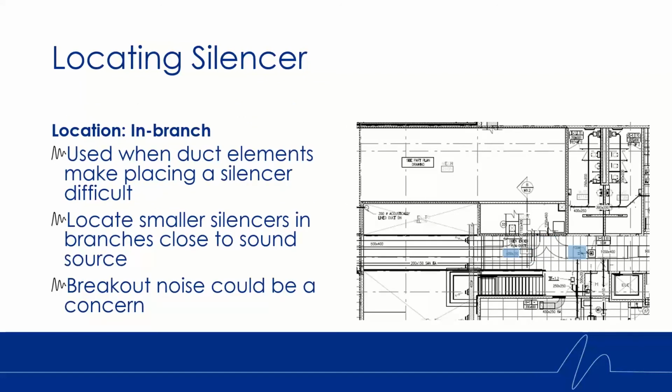And lastly, if those two locations aren't working, you might want to consider doing in-branch ductwork. Now this is beneficial because here you can use two smaller silencers as opposed to a large custom one. But again, you have a piece of duct between the mechanical room and the silencers that's been untreated, and breakout noise could be a concern.